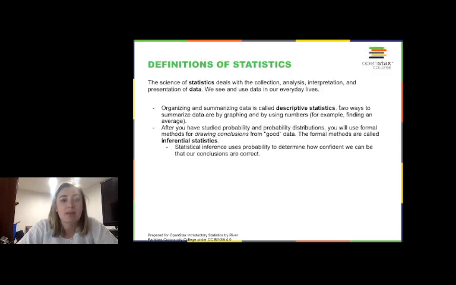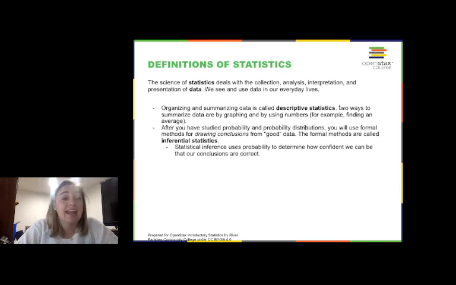Statistics deals with the collection, analysis, interpretation, and presentation of data. We use this in our everyday lives. There are two different subcategories of statistics, which are descriptive statistics and inferential statistics. In the first part of this statistics course, we're going to be dealing with mostly descriptive statistics. Descriptive statistics is organizing and summarizing data, and this is basically done through using graphs and numbers.